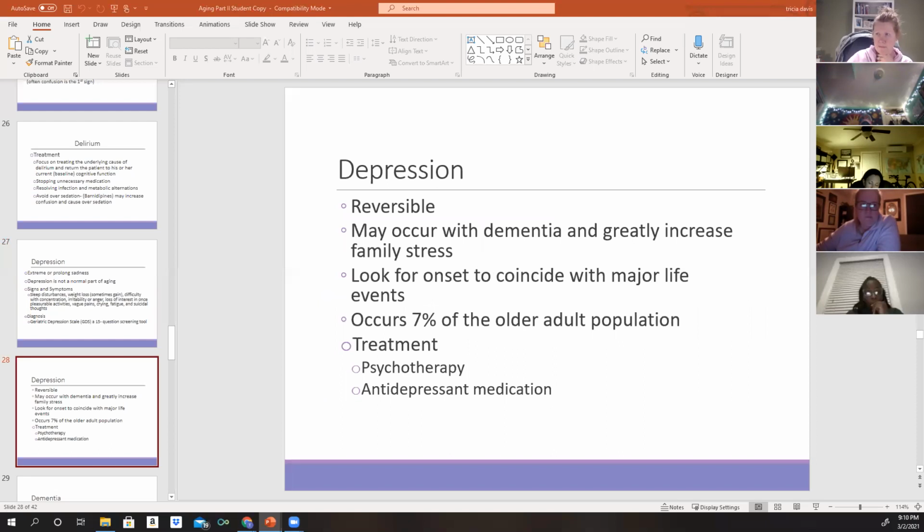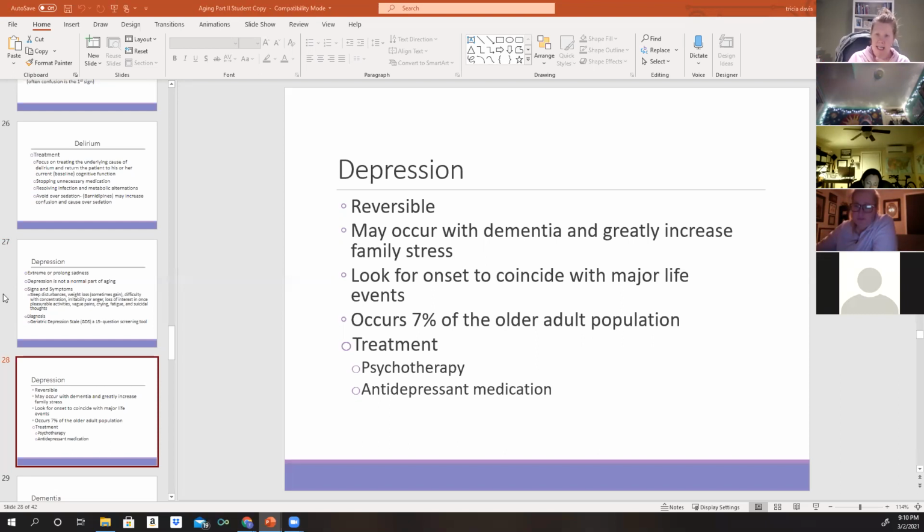Depression is reversible through certain behavioral exercises and medication. It also can occur with dementia, and it greatly increases family stress. You want to look for onset of depression to coincide with major life events. If they tell you they lost their loved one, their wife of 45 years, this is how these things start. If they tell you he lived by himself his whole life and now he had a couple falls and now he has to live with his daughter, or his family won't let him drive anymore because he had an accident, these major issues coincide sometimes with a diagnosis of depression.